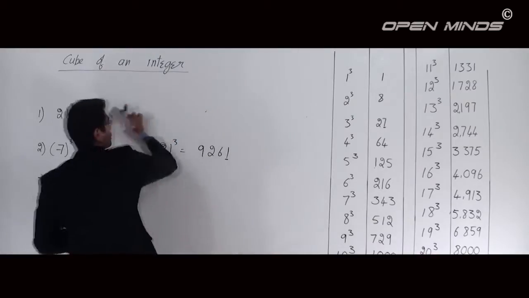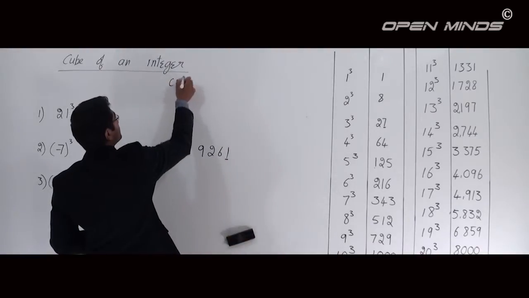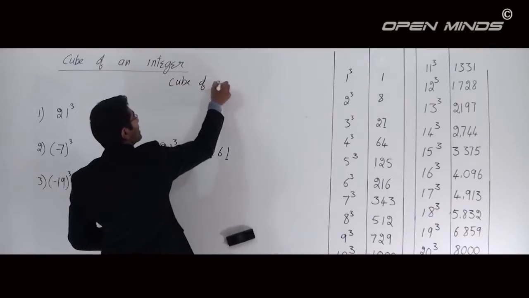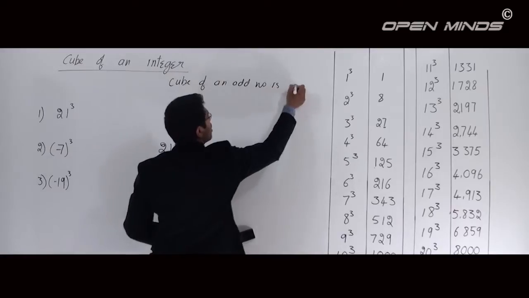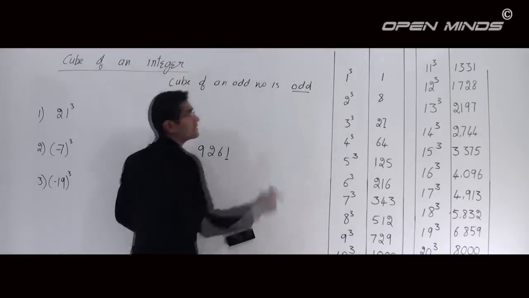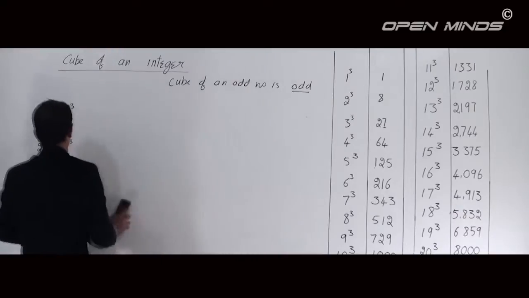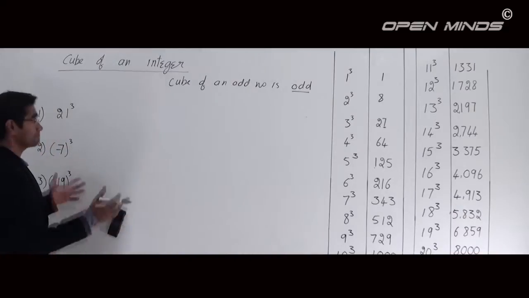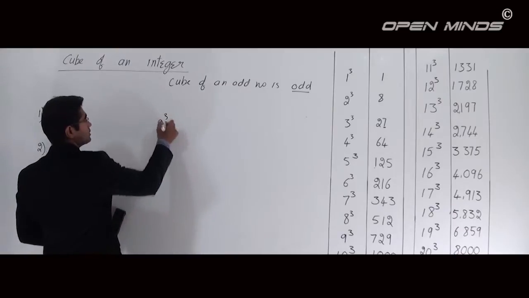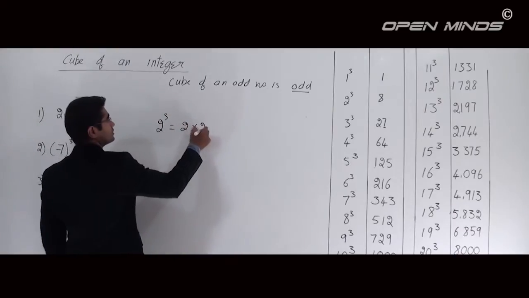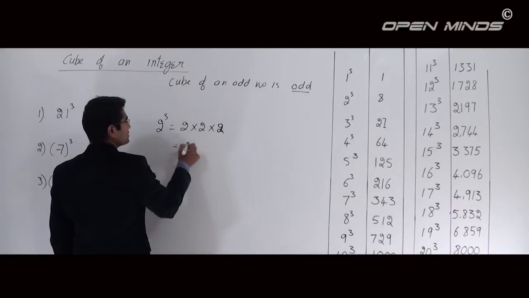Let me write what we are just trying to conclude. I can write: cube of an odd number is odd. Cool, we understand that? Good enough. Let's go ahead and work on a couple more things. Now take an even number. Let's say 2 cube. What is 2 cube? 2 times 2 times 2, and the answer is 8.